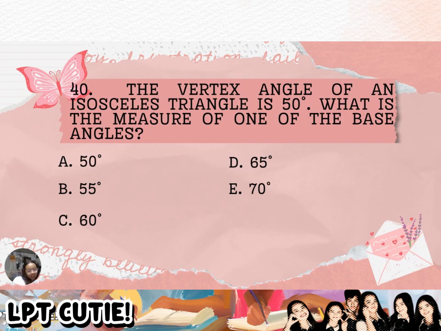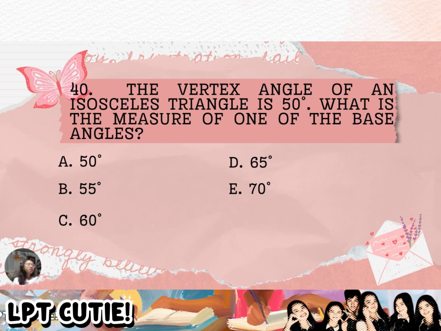So, number 40. Wow, we are already almost halfway through our discussion. So, number 40 here: the vertex angle of an isosceles triangle is 50 degrees. What is the measure of one of the base angles?